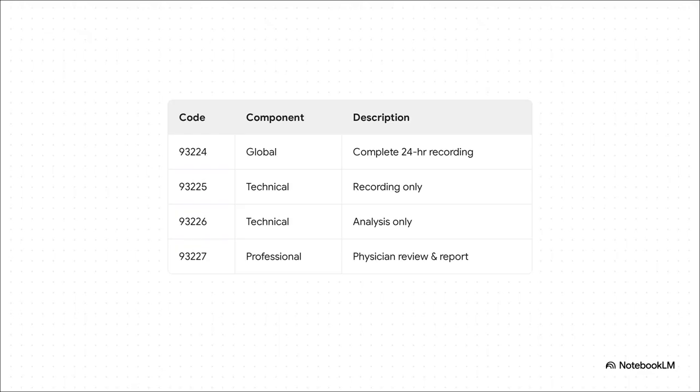Remember when I mentioned who did what earlier in this explainer? This is exactly what I meant. If one doctor's office does the whole 24-hour thing, you just bill a global code, 93224. But say the facility just does the recording, that's 93225. If they just do the analysis, it's 93226. And if a physician is just reading the report from some other facility, they bill a professional component, 93227. You need to know this split code for the exam.